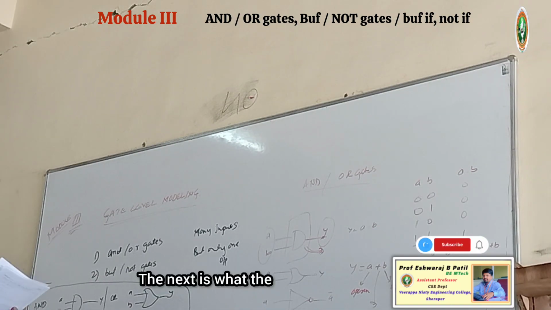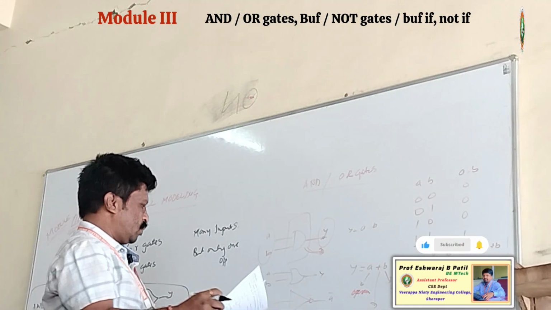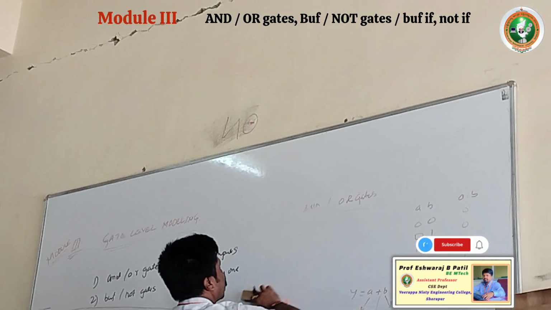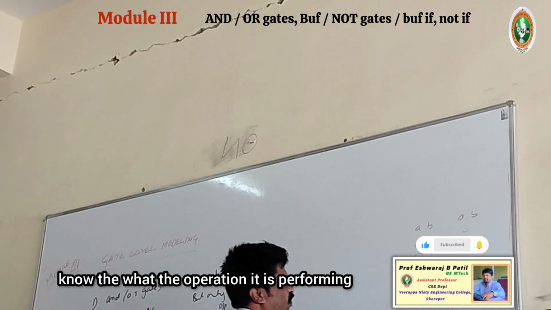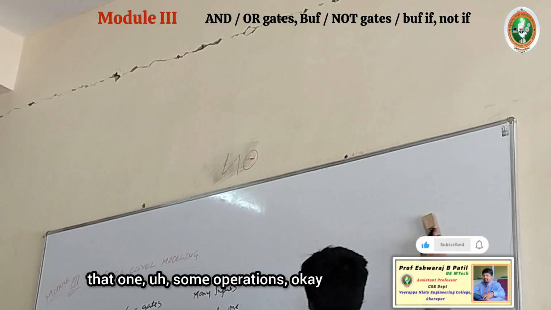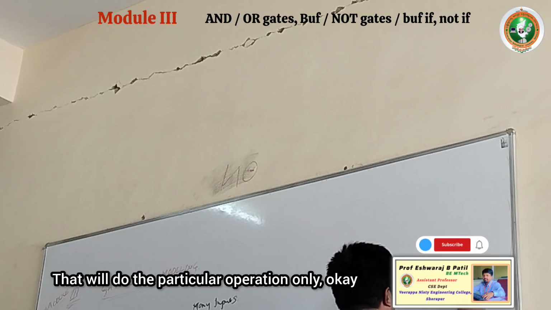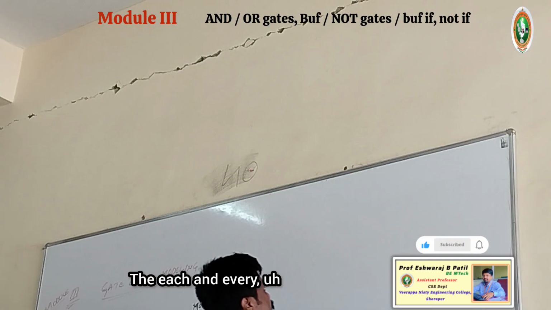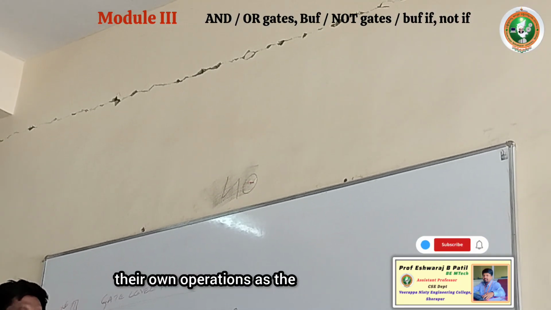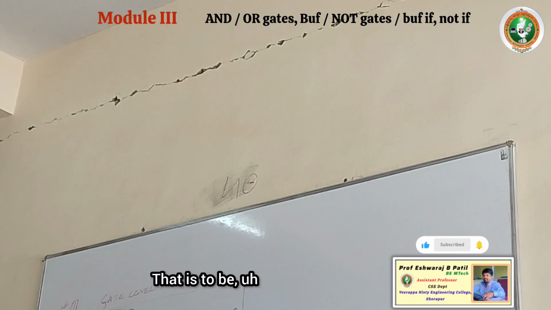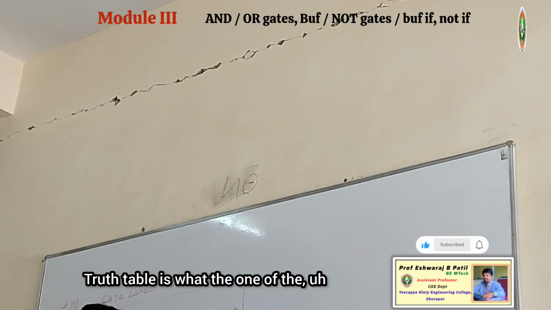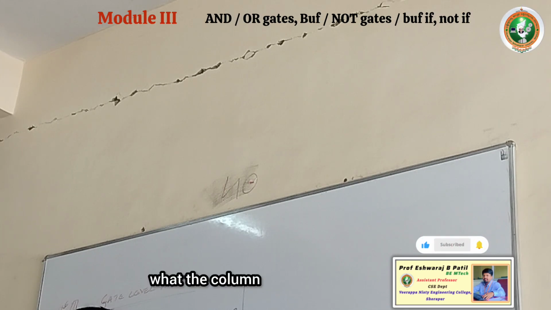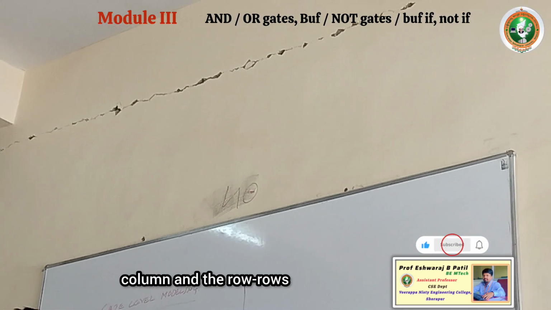The next is the truth table for all the basic logic gates. We should know what operation each gate is performing. Each logic gate will do its particular operation only, like the OR gate and the AND operation. Each and every logic gate will have its own operations, which are given in the form of a truth table. A truth table is a table which has the inputs and also the outputs in the form of columns and rows.